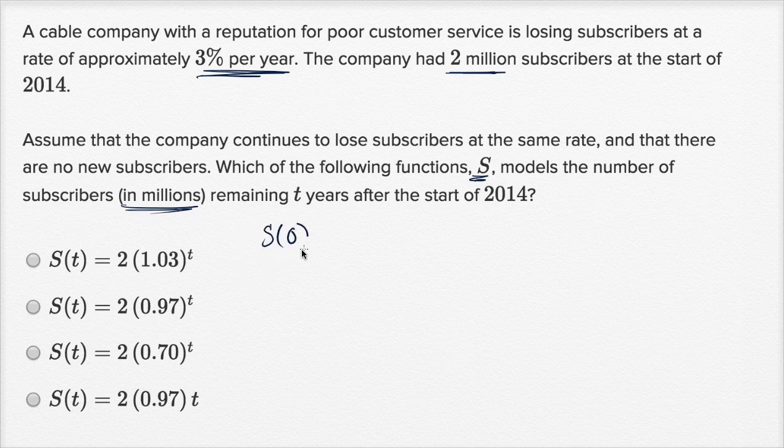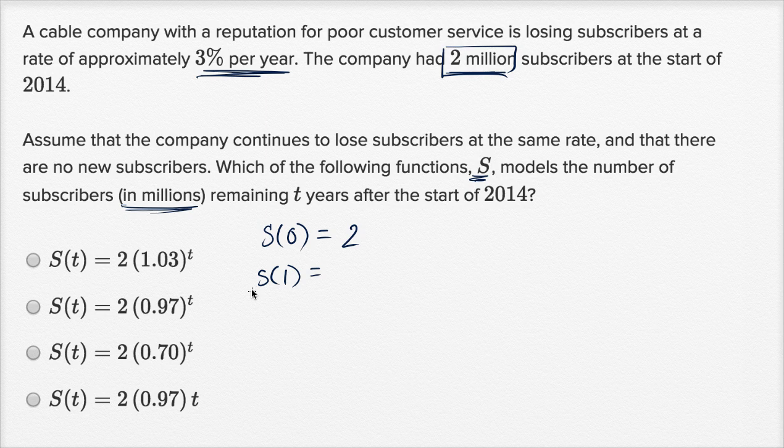So S of 0, when t equals 0, this is 0 years after the start of 2014. So this would be the number of subscribers they had at the start of 2014, which is 2 million. So S of 0 is going to be 2. Remember, S is in terms of millions. They tell us that. So S of 0 is 2. What is S of 1 going to be when t equals 1?